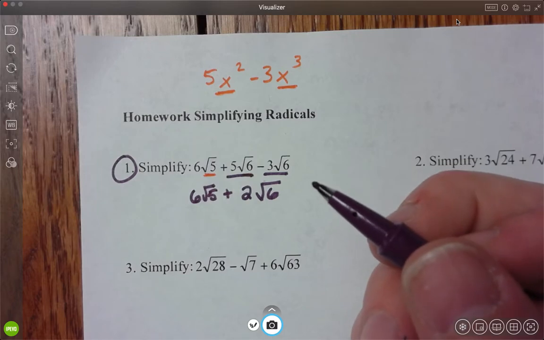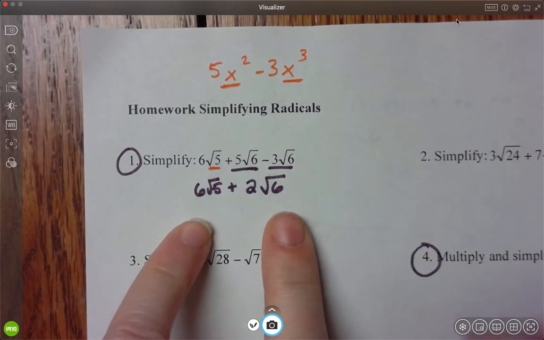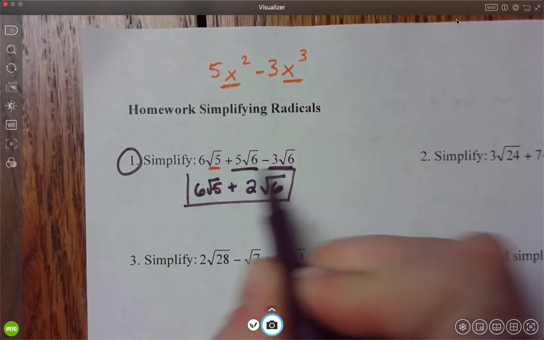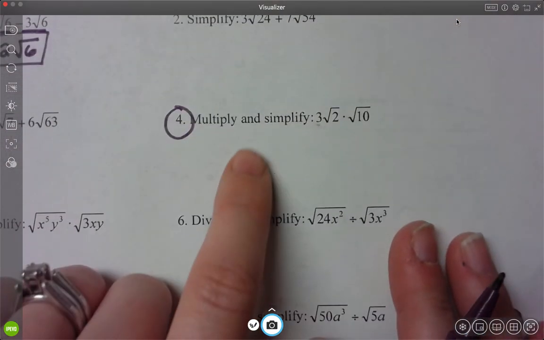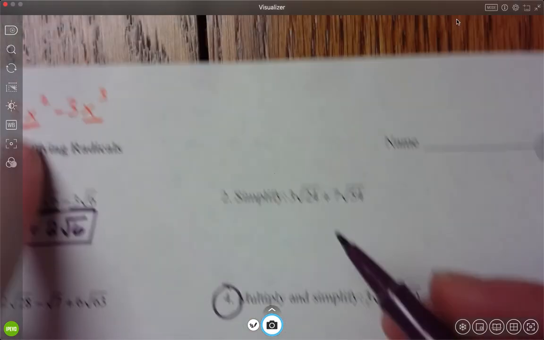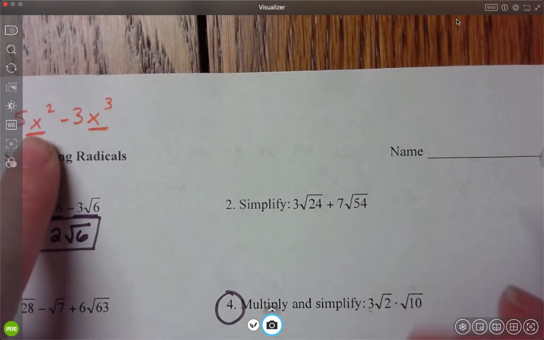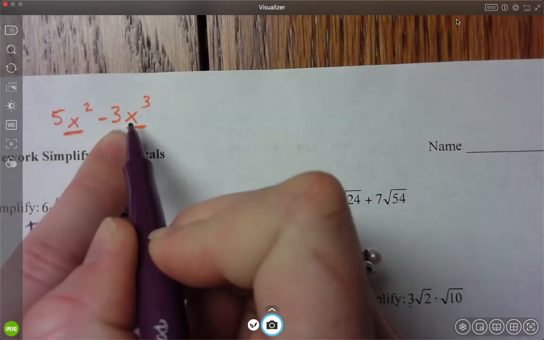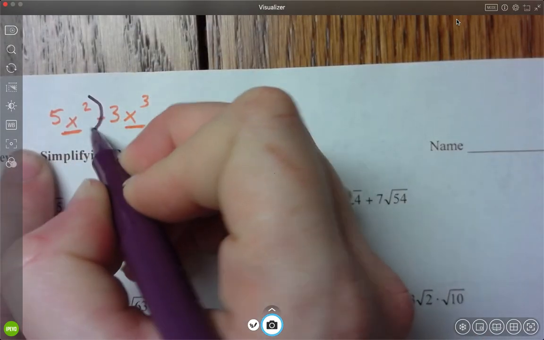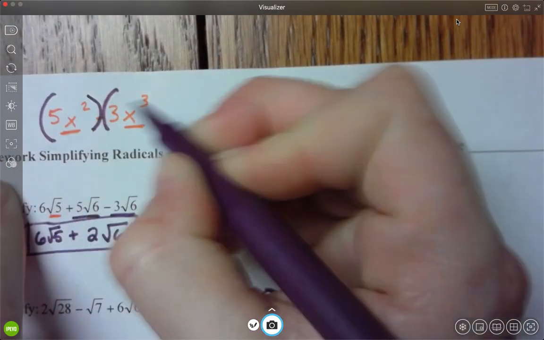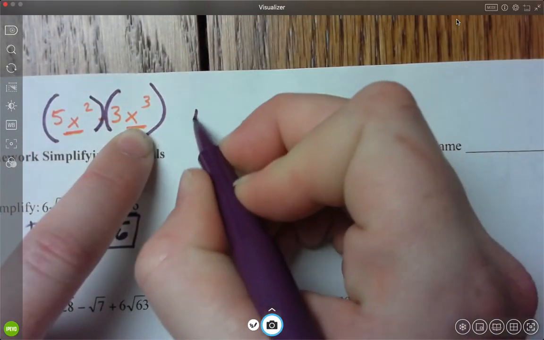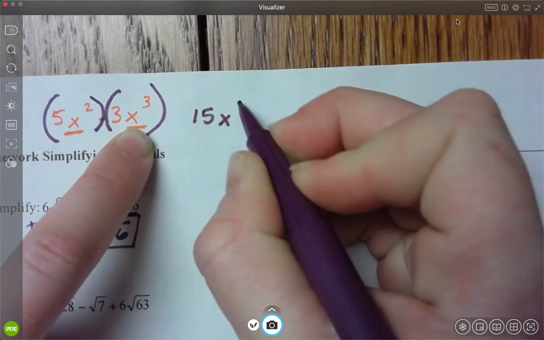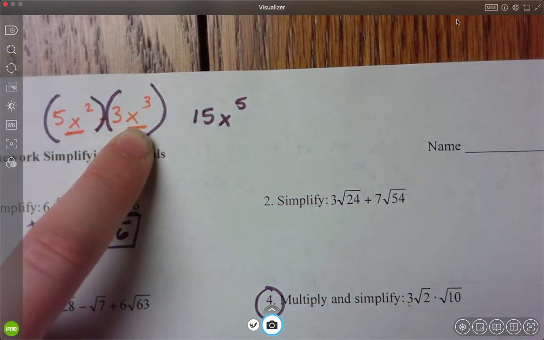Okay. So this is completely simplified. I can't do any more than that. Now, what I can do though, for number 4, I told you up here that I could not add or subtract if they don't have the same base. But let's say instead this said multiply. I can multiply those together. 5x squared times 3x to the third would just be 15x to the 5th power, right? I would add the exponents for x and multiply the numbers in front.